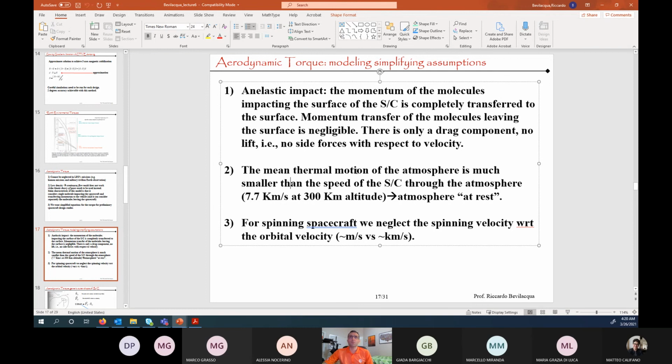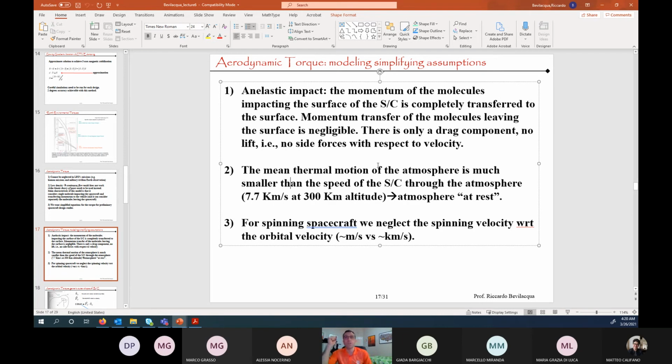Another assumption is that the mean thermal motion of the atmosphere is a lot less than the spacecraft going through the atmosphere. In other words, you can say that the atmosphere is at rest because you're flying very fast through it compared to the mean motion of the particles. Now, this can be removed. There are models for the motion of the atmosphere, and so you can get a little more precise and elaborate in the way you model the velocity of the particles with respect to the spacecraft itself. So you can assume that the atmosphere is rotating with the Earth. It's rigidly attached to the planet.